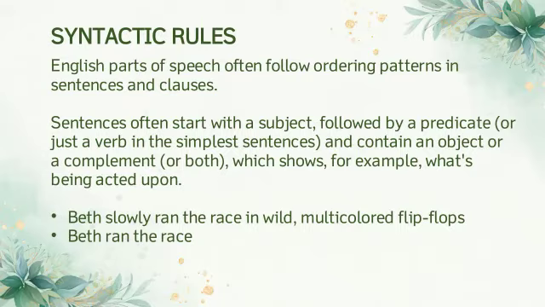Sentences also often start with a subject, followed by a predicate or just a verb in the simplest sentence, and contain an object or a complement or both, which shows, for example, what's being acted upon, like the example from this sentence. Beth slowly ran the race in wild, multicolored flip-flops. This sentence follows a subject-verb-object pattern.